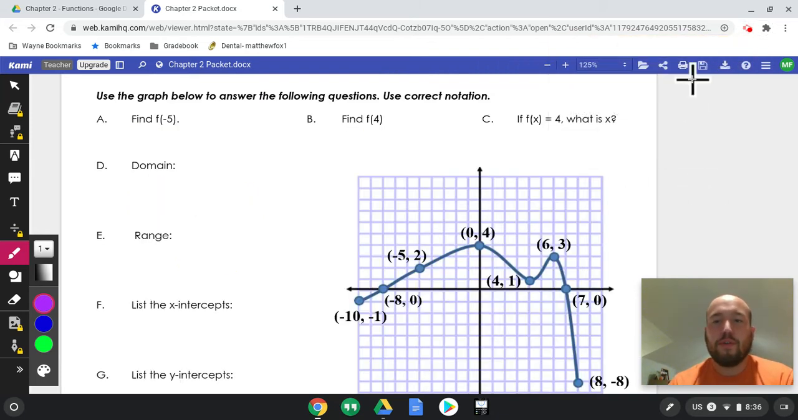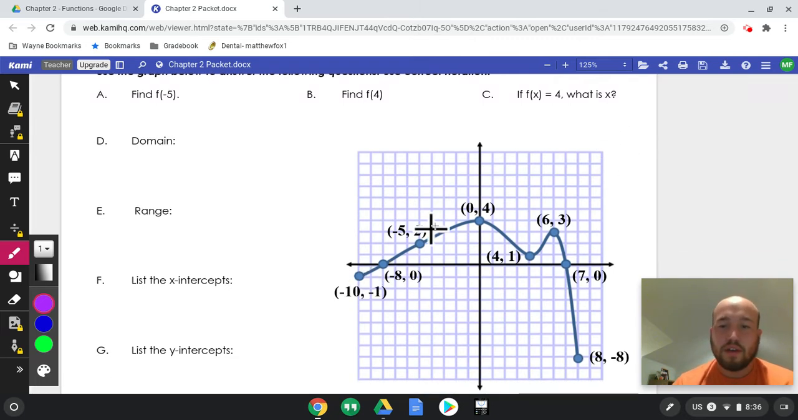All right, so hopefully you took some time and paused the video and tried to do this. If we look here, here's our next function. So this first question is pretty easy. These first three are pretty easy. Find f of -5. We go to -5 right here, and our answer is going to be 2.